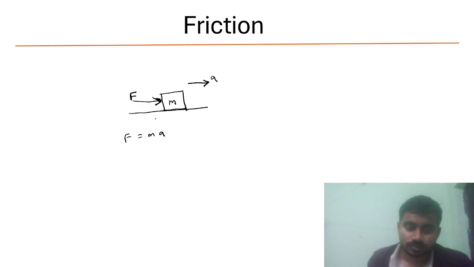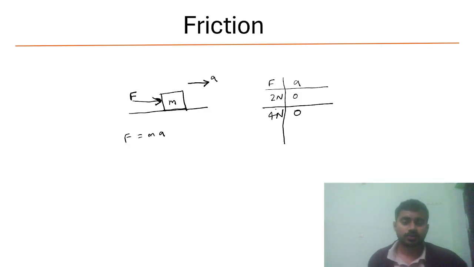But what I am finding is that when I apply a force, let's say F equals 2 Newton, then I find that the acceleration is 0. Why? Okay, so let's increase the force. Then I increase the force to 4 Newton, and again I find that the acceleration is 0. What is happening is that we are applying a force on this, but it is not moving.